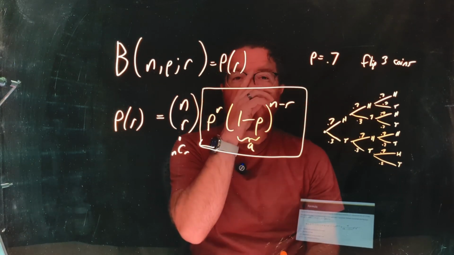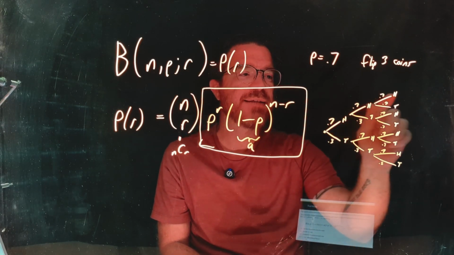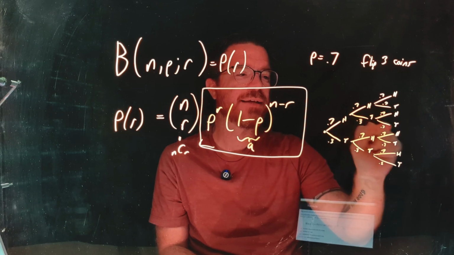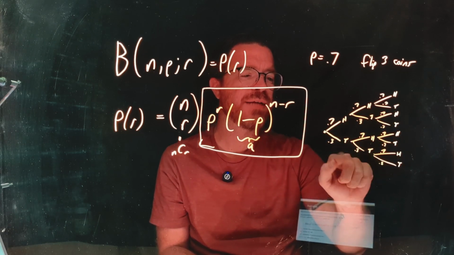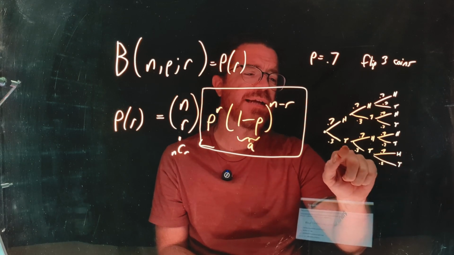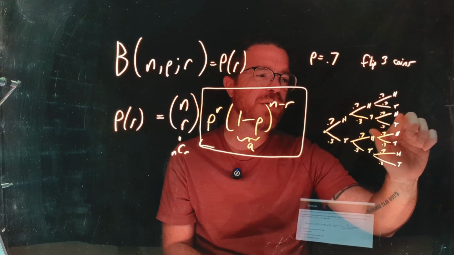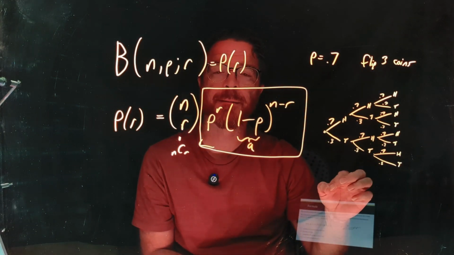So these are all my possibilities. And you remember from probability tree diagrams, I can follow the branches. I can get heads, heads, heads. Heads, heads, tails. Heads, tails, heads. Heads, tails, tails. Tails, heads, heads. Tails, heads, tails. Tails, tails, heads. And tails, tails, tails. For a total of 1, 2, 3, 4, 5, 6, 7, 8 possible outcomes.